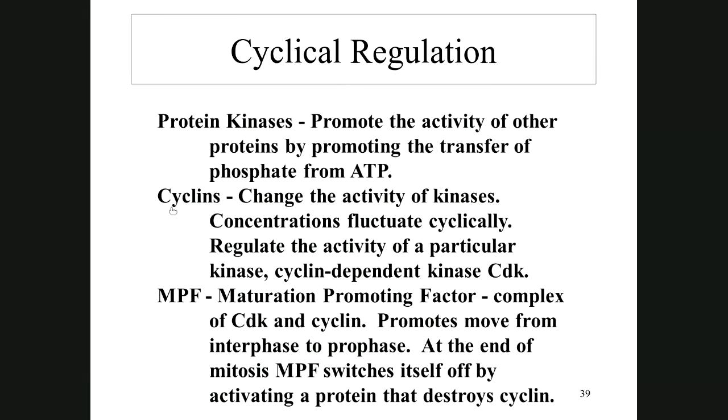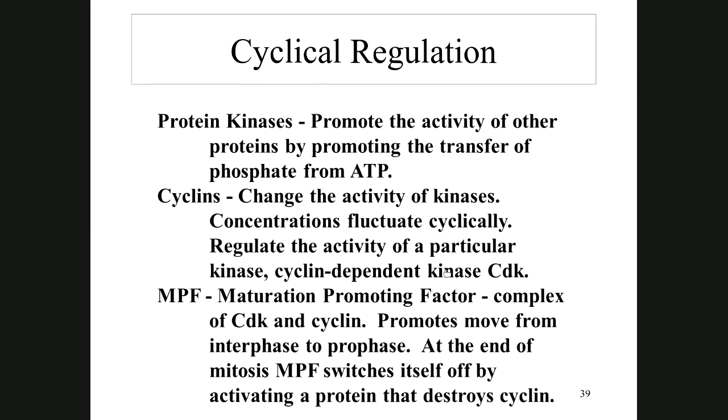Cyclins. Now, cyclins are a reflection. That word means like of a cycle. So it says cyclins change the activity of the kinases. Concentrations of cyclin fluctuate around the cycle. That means sometimes it's going to be present, sometimes it's not. The cyclins, by being present or not, are going to regulate the activity of a particular kinase, a protein kinase, called cyclin-dependent kinase, CDK. That means that cyclin is dependent upon kinase.